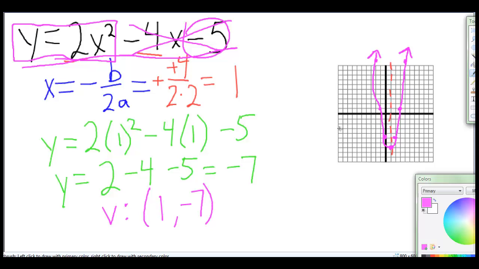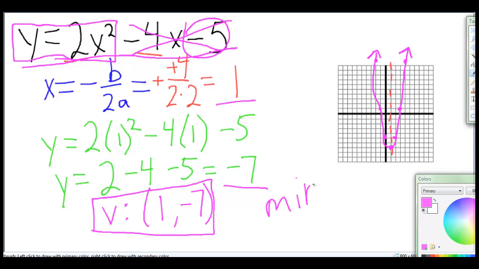We've graphed this equation. So what did we do? Well, we started by finding our axis of symmetry at 1, used that to find the y-coordinate, negative 7, and so our vertex is 1, negative 7. Incidentally, that means that our minimum value here is negative 7.